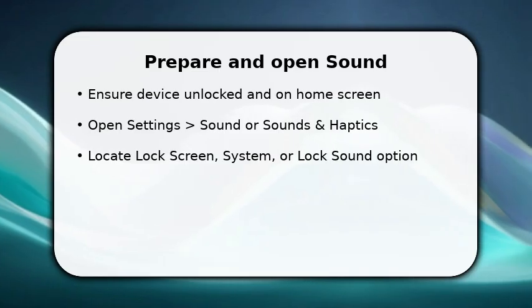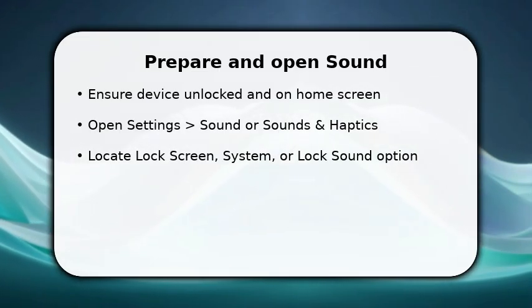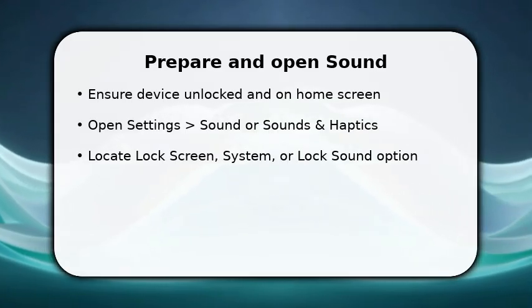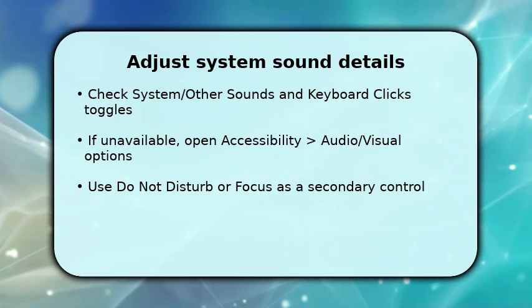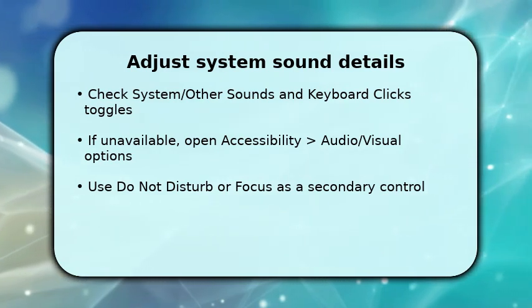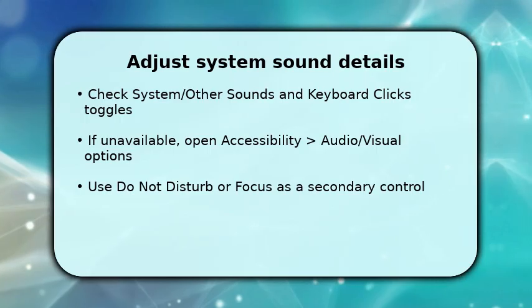Make sure media and ringer volumes remain as you want them. You are only changing the lock sound, not alarms or notifications. Next, dig into related sound controls so you don't leave a stray setting active. You should disable keyboard clicks and other system sounds if present. They often live in the same menu.